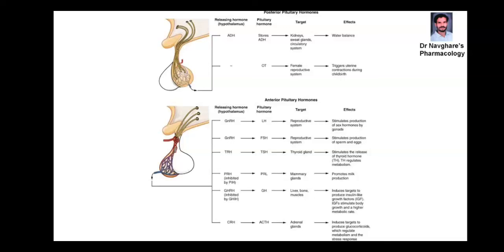Next to growth hormone, ACTH, adrenocorticotropic hormone, which acts on the adrenal glands. The action of ACTH on the adrenal gland is that it induces its targets to produce glucocorticoids, which regulate metabolism and storage of glucose.